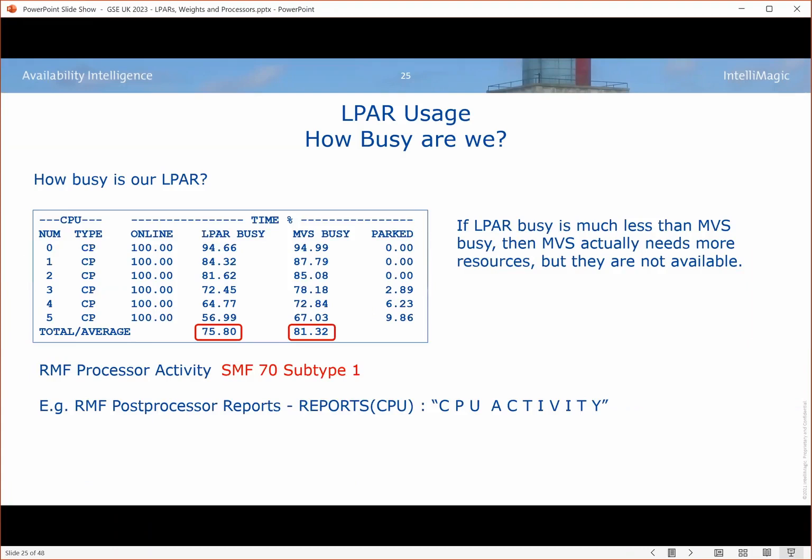So if we go back to an RMF report, CPU activity, one interval, we can see, for example, the LPAR busy for those 6 processors and the MVS busy. If the LPAR busy is below MVS busy, and often below MVS busy, that's telling me that MVS actually needs more resources than it is assigned. So we need to maybe look at things like the relative weight for this particular LPAR. To me, that is the first indicator that I need to look at something.